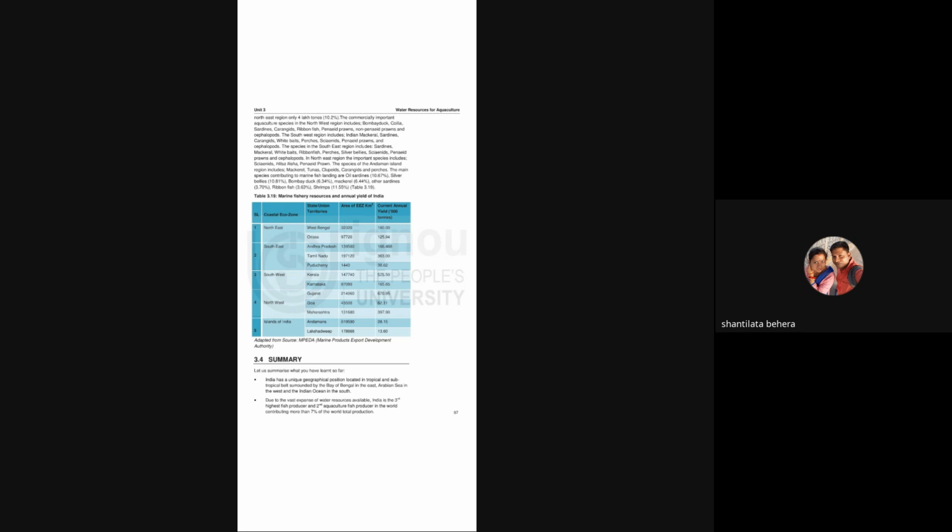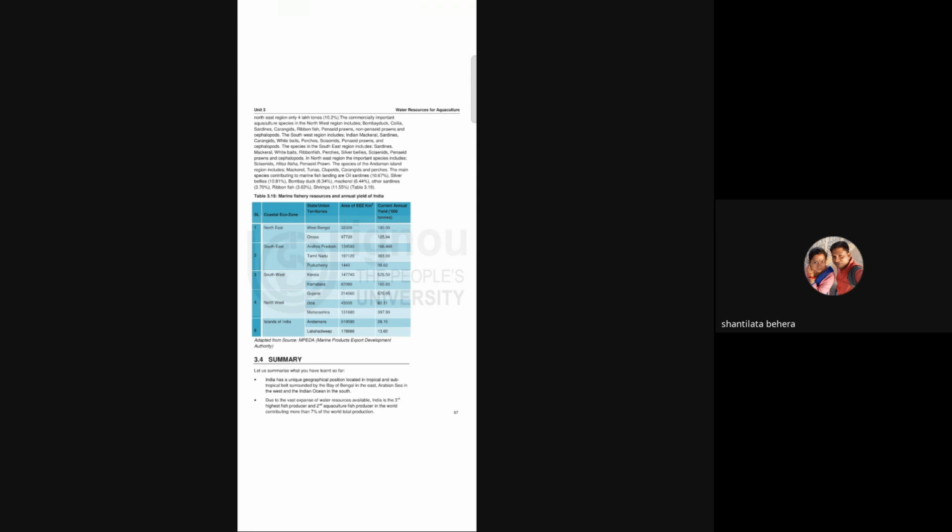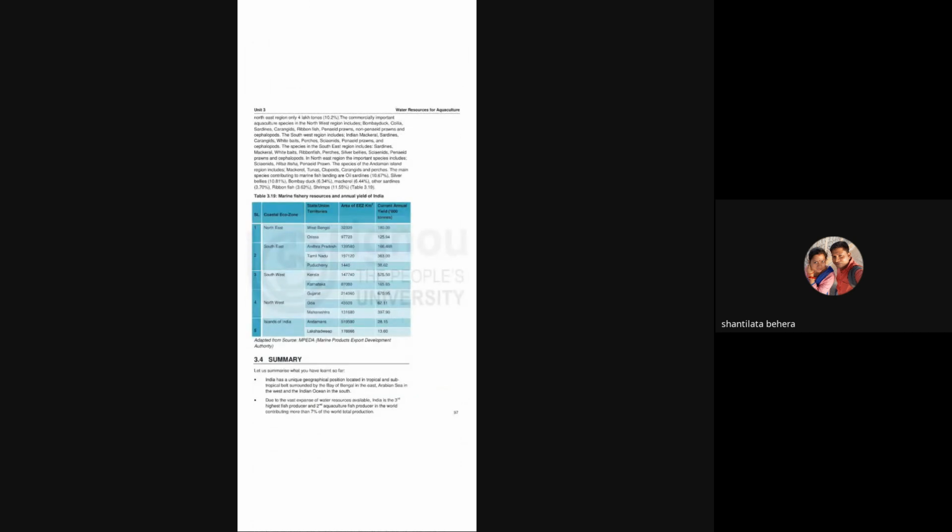323 to 0 and 97720 in West Bengal and Odisha. How much does it yield? 180 tons, 180000 tons. Similarly in Odisha that is 125940 tons which is grown in the marine water. So this is the total marine water area of different states and the productivity from that area. So these are different water resources which are used for the process of aquaculture.